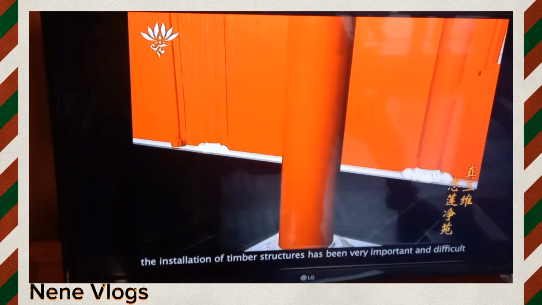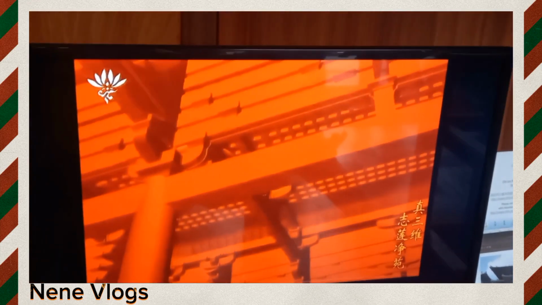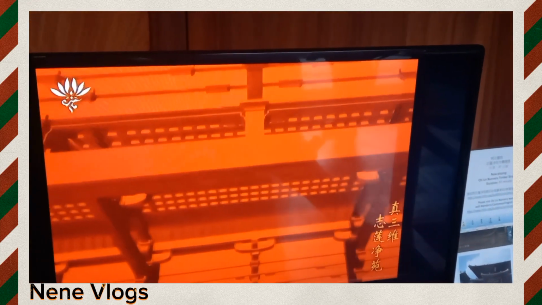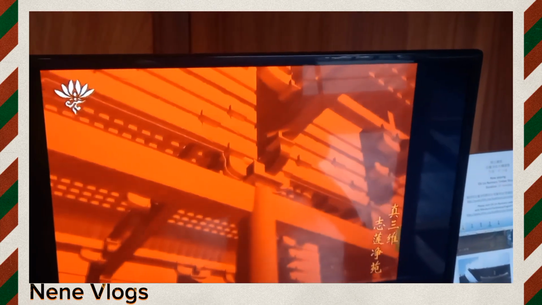Since ancient times, the installation of timber structures has been very important, and the installation has to be followed seriously.